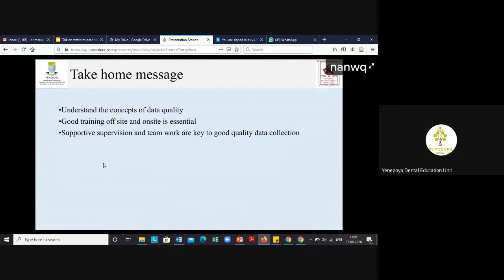Supportive supervision. Sometimes some of the data is missing, which usually happens, and they will think that we'll fill it in later. Do not overdo things. Make it a little bit easier on them, so that they enjoy the work. At the end of the day, it's teamwork. It's not that one person can do it. Teamwork is essential to have good quality data collection.